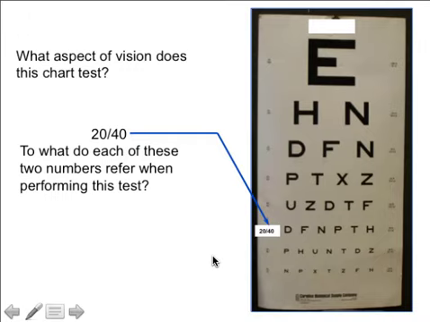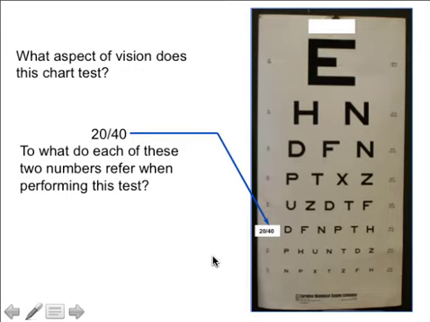20/40 indicates the visual acuity of the person taking the test. The denominator refers to the acuity of the normal eye, while the numerator refers to the acuity of the subject. A subject with a ratio of less than 1 has low acuity, while a subject with a ratio of greater than 1 has a higher acuity.